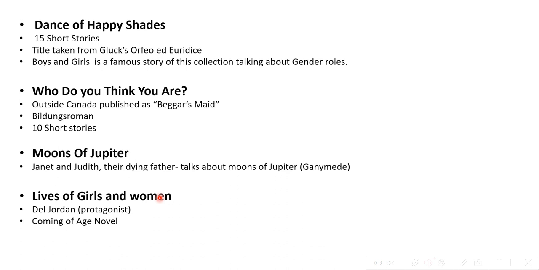Then the next work is Lives of Girls and Women. The protagonist's name is Del Jordan, and it is a coming-of-age novel.